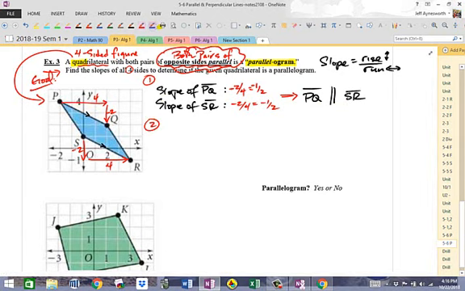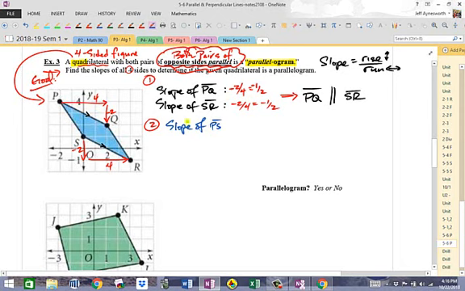Side PS. So the slope of PS. To get from P to S, you can go down 3 and then right 2. So on that one, it's -3/2. No need to simplify there. Now let's take a look at the slope of QR. To get from Q to R, you can go right 2, down 3. Same thing, negative 3 halves. There we go. And because of that, these two sides, PS and QR, are parallel. So side PS is parallel to side QR.